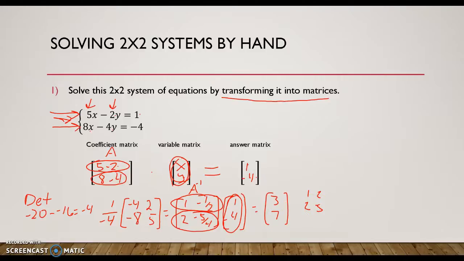We can do the same thing by using our calculator. And if we use our calculator, I'm going to say that our coefficient matrix, which is this one right here, we're going to call matrix A. Our variable matrix, instead of having the elements be variables, we're going to have the entire matrix be a variable, x. And then our answer matrix is going to be this matrix here, which is 1, -4.